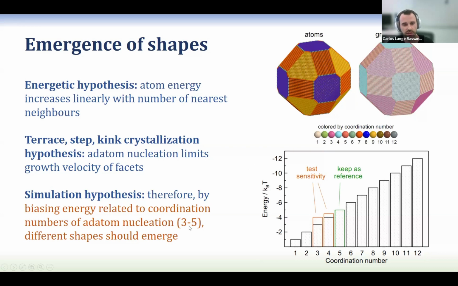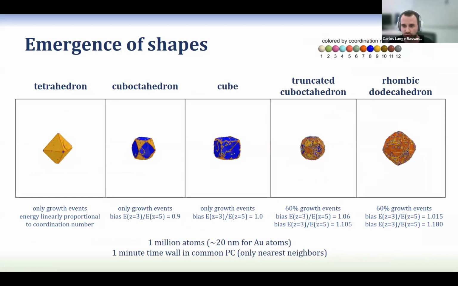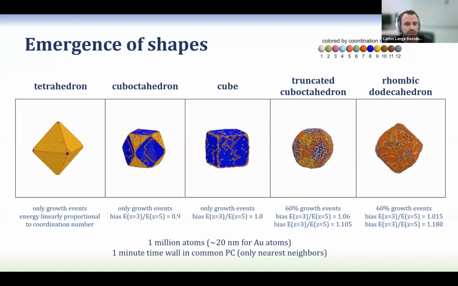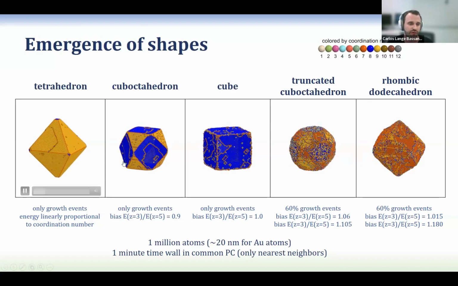So what we do, we bias the coordination numbers of these three levels, actually 3, 4, and 5. Those are the adatom nucleation. These represent adatom nucleation in the three crystallographic directions, which are 1,0,0, 1,1,0, and 1,1,1. Those are the three main ones. And we want to check if a new shape arises. And well, surprise, surprise, of course it arises. Otherwise, I would not be showing you this today. And those are simulations, and we can see these different shapes forming, right?